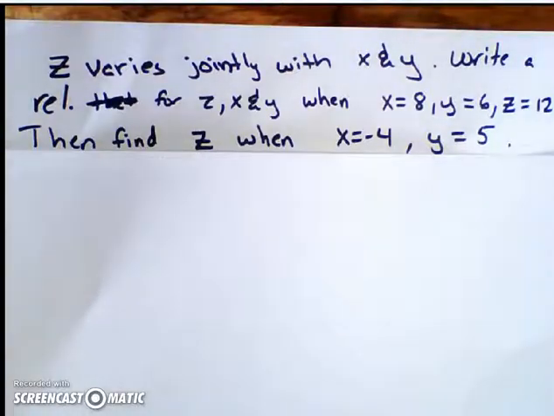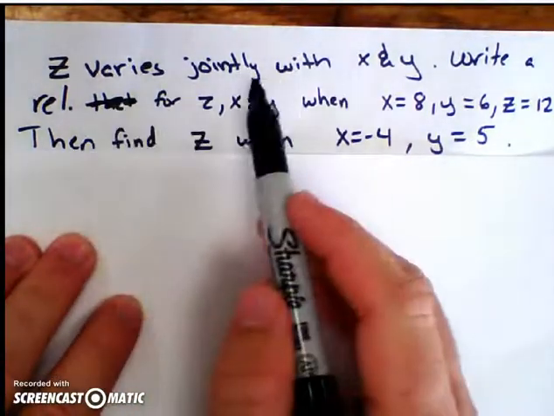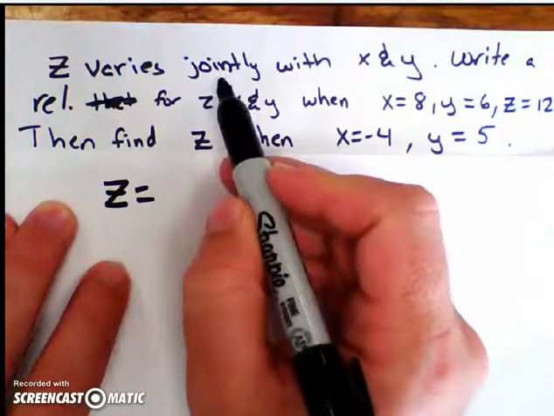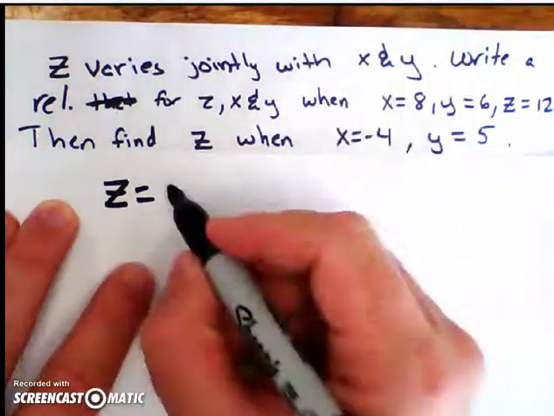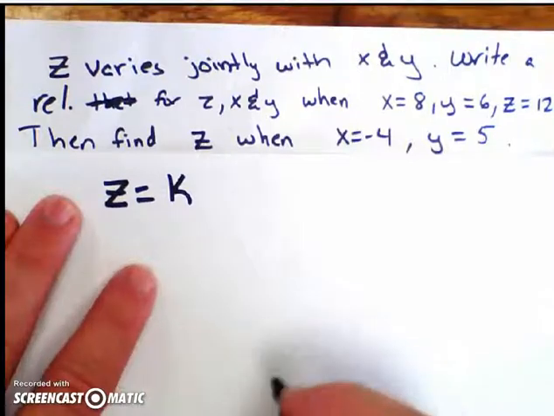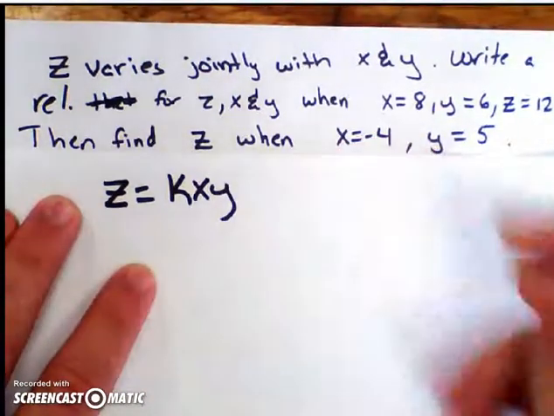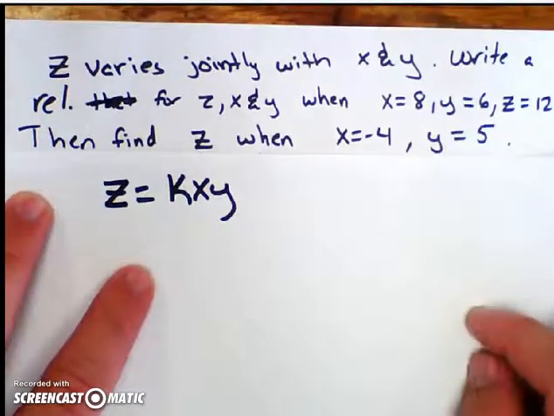All right, this is from section 8.1. The first thing you need to do is take care of the first sentence. z varies jointly with x and y, so z equals kxy. The k is always there, that's your constant. Jointly means it's joined side by side with multiplication with x and y. That's the first thing you have to do.